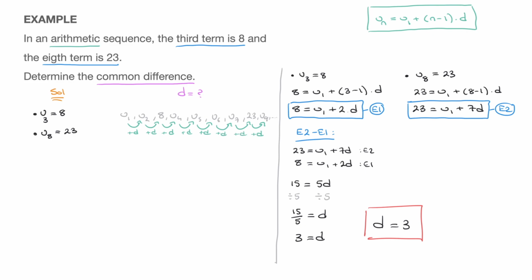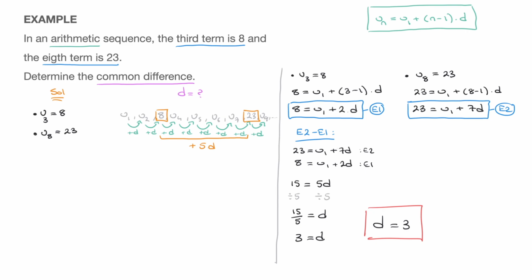And now what we notice here is that to get from the third term, which is 8, to the 8th term, which is 23, we add d 1, 2, 3, 4, 5 times. And in fact, let me write that. To get from the third term to the 8th term, we've added d 5 times. And so I could even write plus 5 times d, or just 5d.